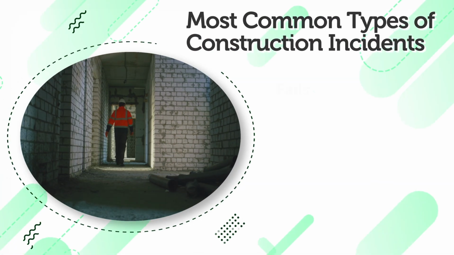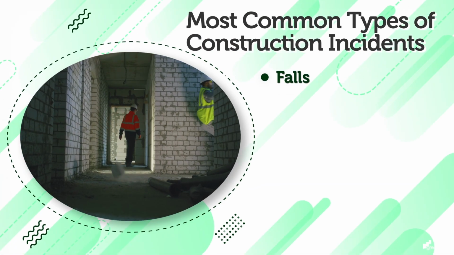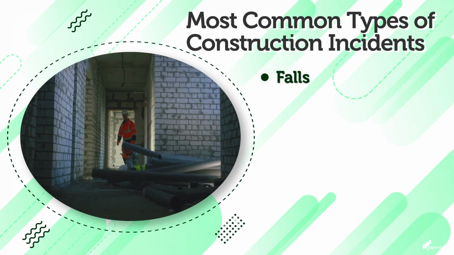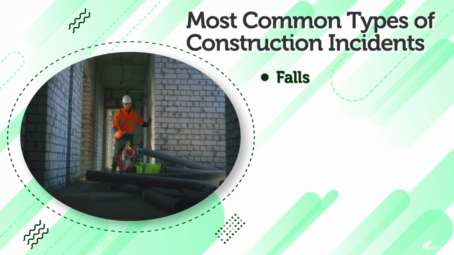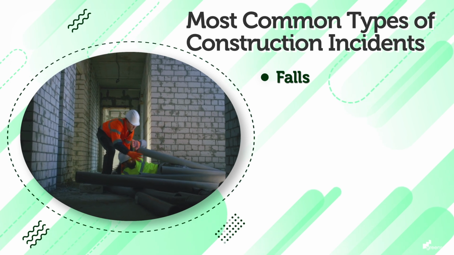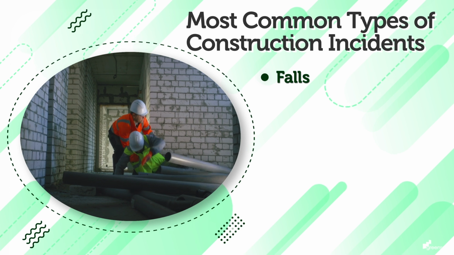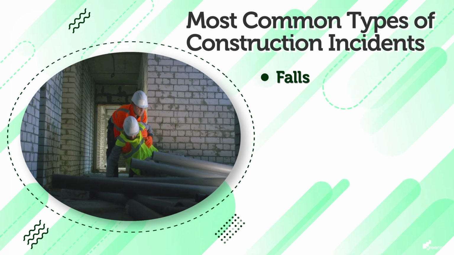The first type is falls. These include falls from height. For instance, one could fall from scaffolding, roofs, ladders, or higher floors. Alternatively, a fall could also be caused by a careless slip and trip.